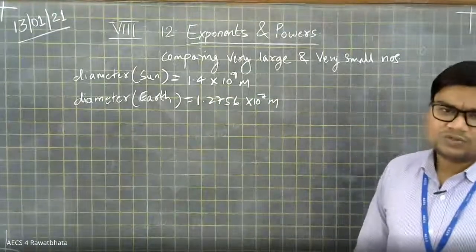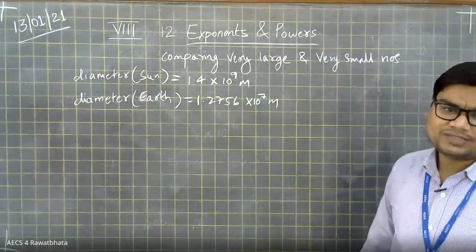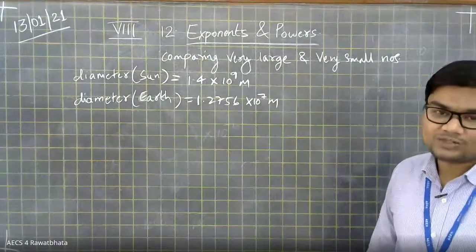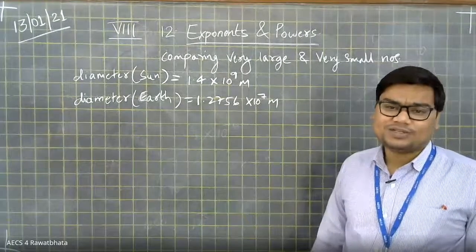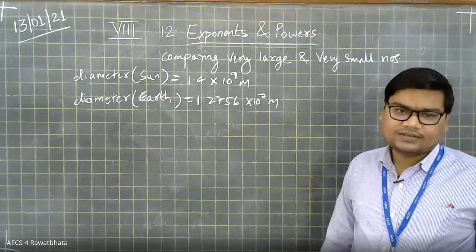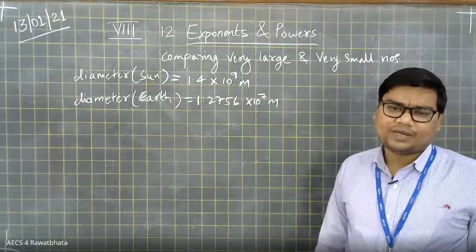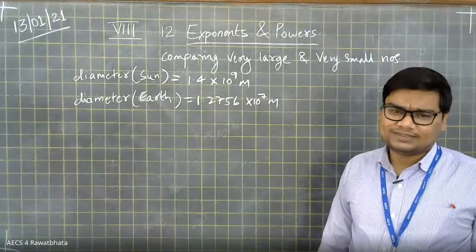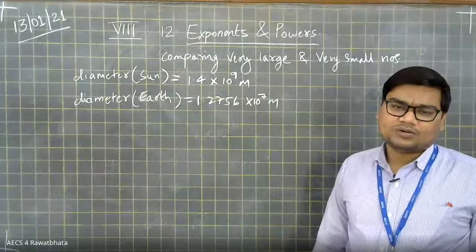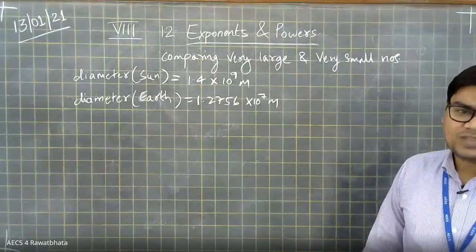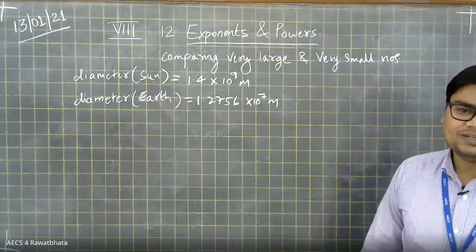Okay, so here the diameter of the sun is a very large quantity, and the diameter of earth is also a very large quantity, so we will compare two very large numbers. How do we compare? We can compare in many ways. One of those ways is finding out the ratio. Ratio is nothing but the division.